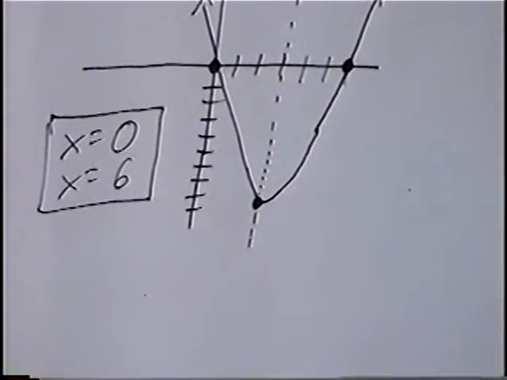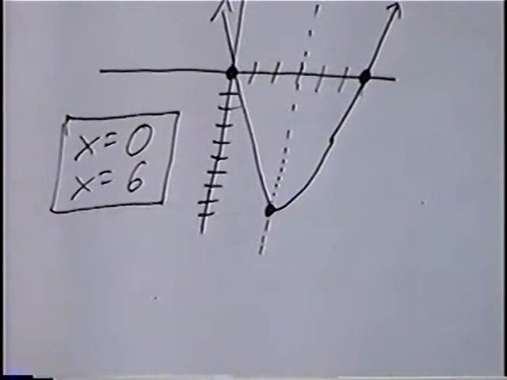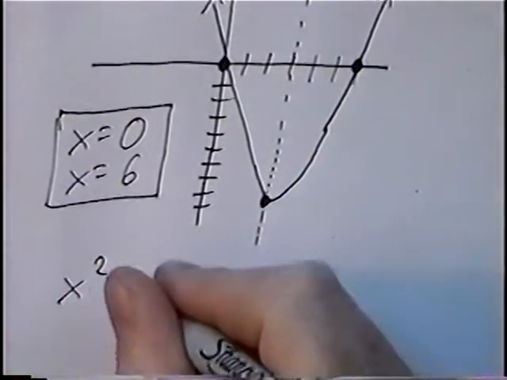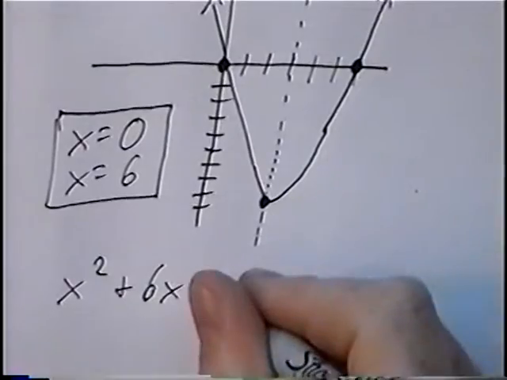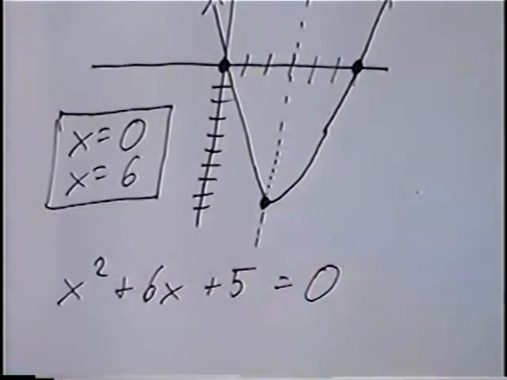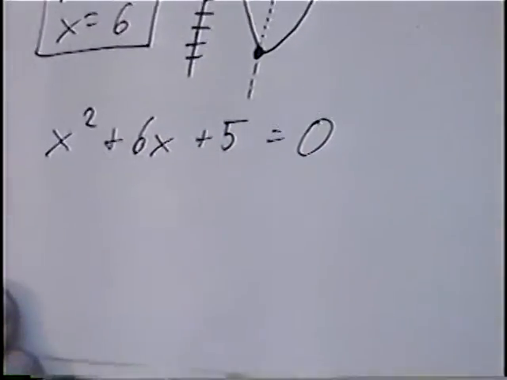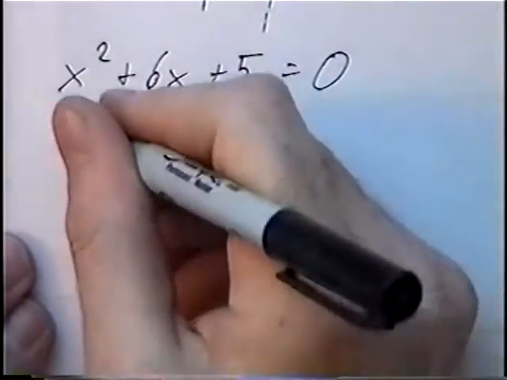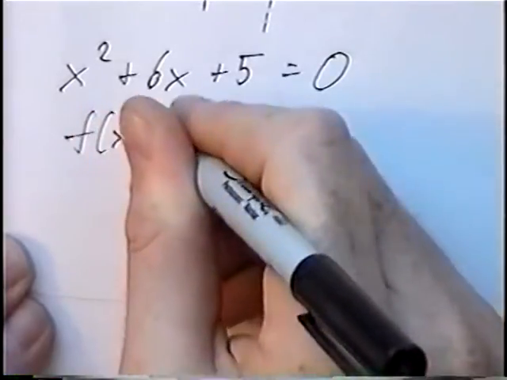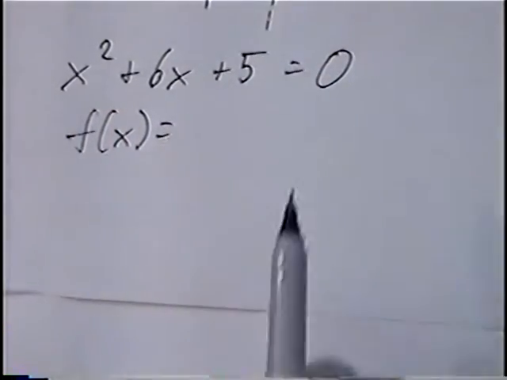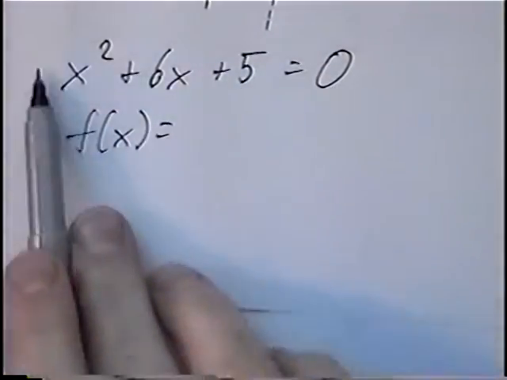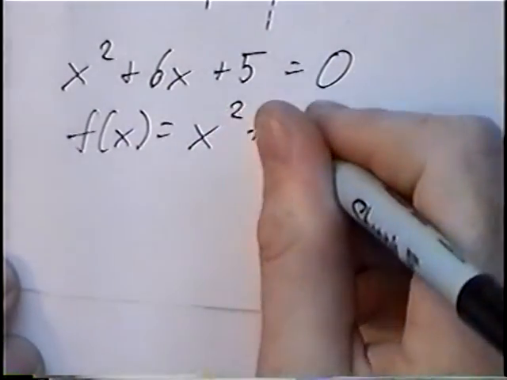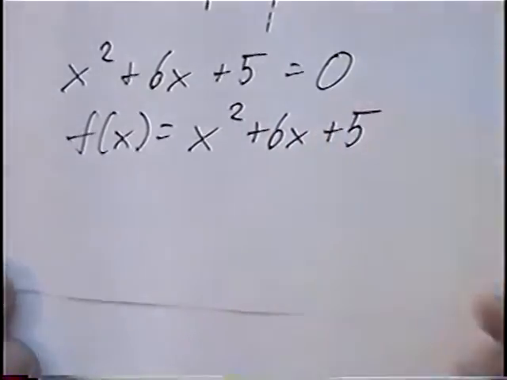Second question we'll solve, and last question for the section. Equation is x squared plus 6x plus 5 equals 0. Again, if you want to, you can rewrite this as an equation to graph f of x equals. Since the equation is equal to 0, we'll just take the left-hand side. F of x equals x squared plus 6x plus 5.